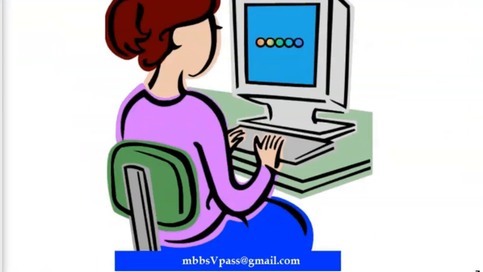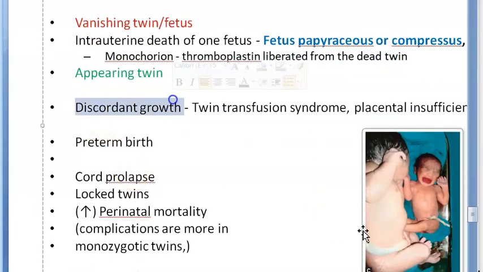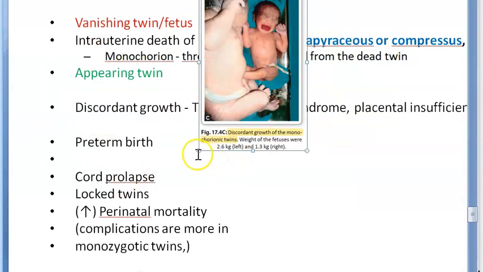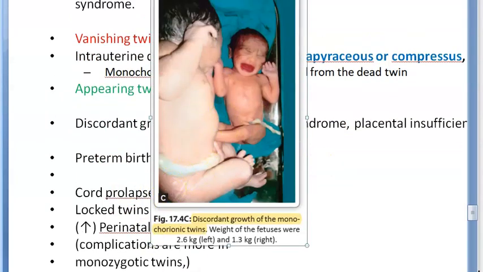In the initial days of the pregnancy, they did not detect a twin pregnancy, but in later stages they are detecting a twin pregnancy. Now let's come to discordant growth. Look at this photo to understand discordant growth. Discordant growth means one twin is big and one is small. Like in this case, this one is 2.6 kg and this one is 1.3 kg, okay? So basically this is discordant growth.